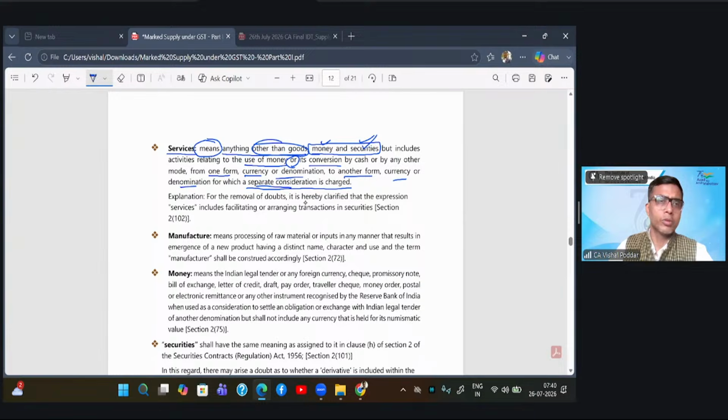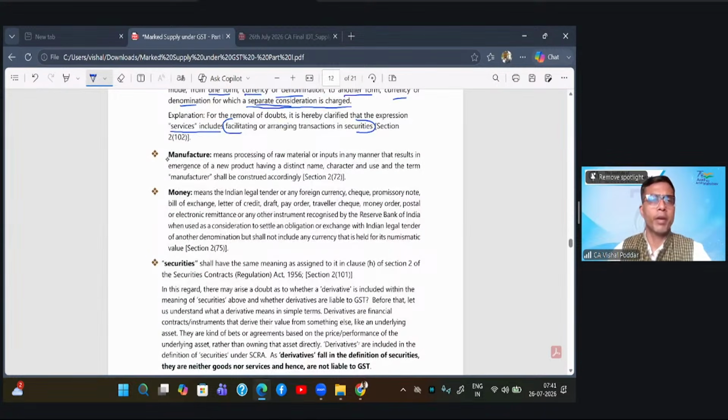Further, securities are again neither goods nor service, but they say that service will include what? Facilitating or arranging transaction in security. So what share brokers are doing? They are facilitating transaction in securities. So only through share brokers you can purchase or sell securities over the stock market. So whoever facilitates your transaction in securities or arranges the transaction in security, and again you give them some consideration in the form of their commission, that will again be a service.